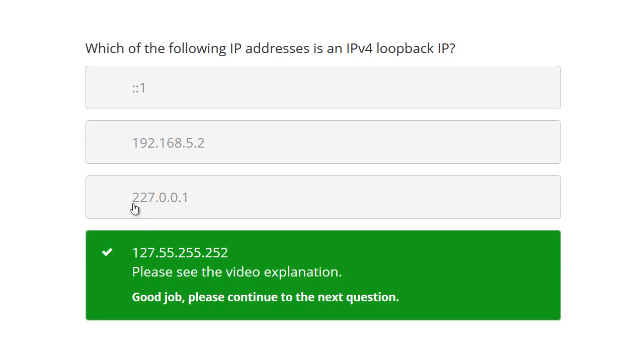227 is a Class D IP, 192 is Class C, and ::1 is actually an IP version 6 loopback IP, which is not what this question is about.